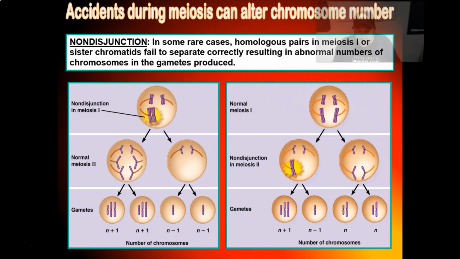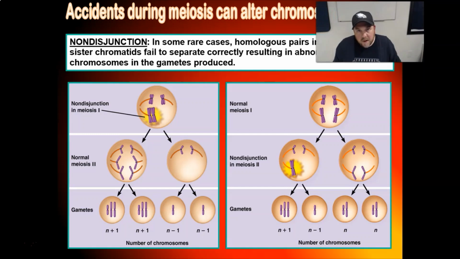Okay, now again, you have to be pretty sharp at meiosis to really wrap your head around this, but if you understand meiosis 1 and meiosis 2, you should be able to see why a nondisjunction event in meiosis 1 would really affect all of the sex cells, whereas a nondisjunction event in meiosis 2 would only affect 2 of the sex cells. So let's take a look here.